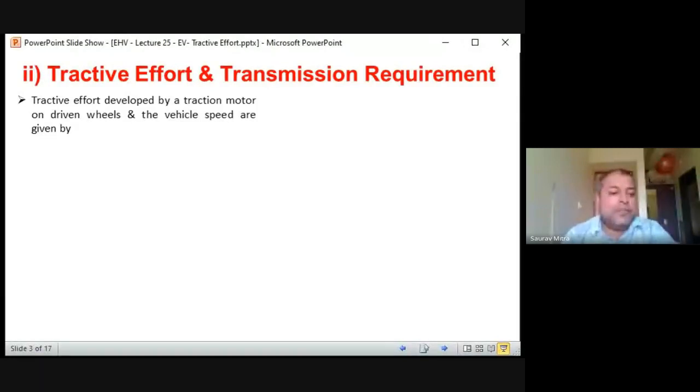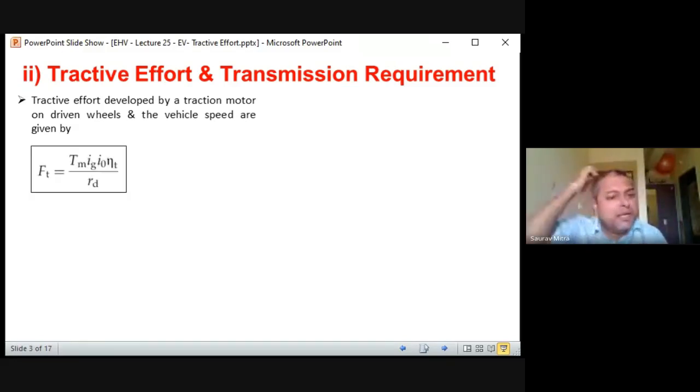So this is going to be a study here. It is said that the tractive effort developed by a traction motor on driven wheels and the vehicle speed are given by a formula: Ft is equal to Tm Ig I0 eta t divided by rd. Yesterday we had discussed this slide, we have known what Tm is.